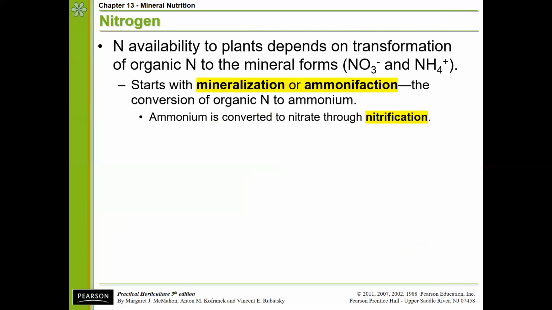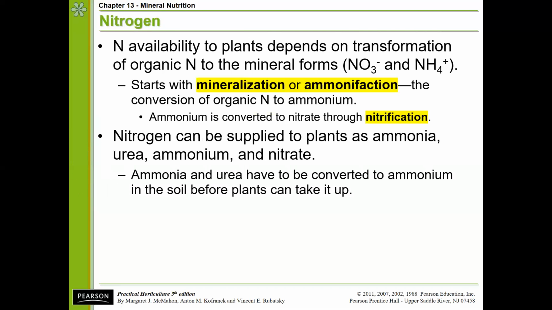So nitrogen availability to plants depends on the transformation of the organic form of nitrogen to the mineral form. The organic form, not talking about certified organic, we're just talking about it in its natural state, the elemental form, nitrogen gas, N2, and then transforming that into the mineral forms of nitrate and ammonium. This begins with mineralization or ammonification, which is that conversion of that natural form of nitrogen to ammonium, and then converted to nitrate through nitrification.